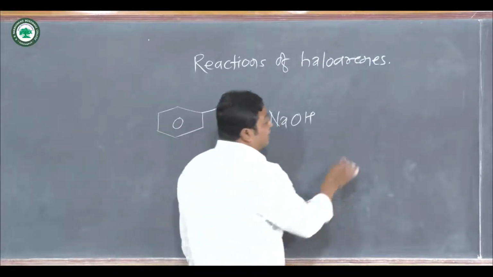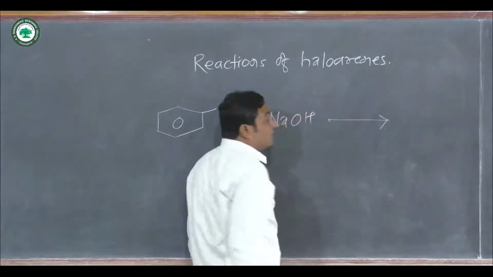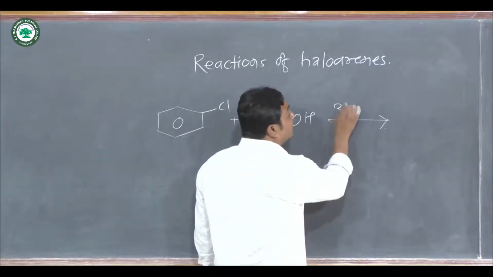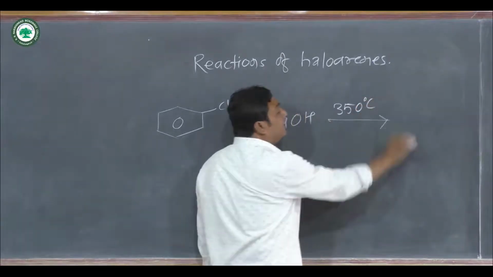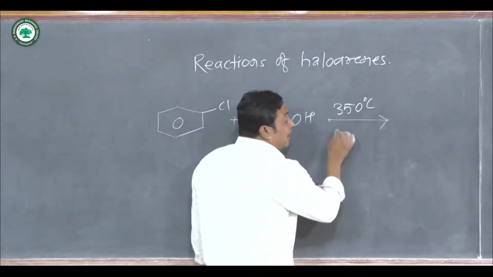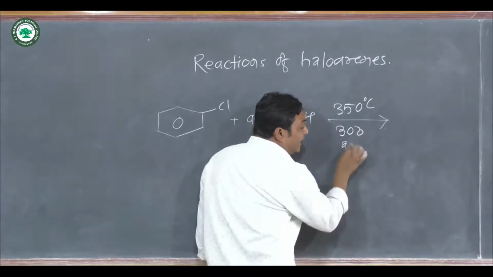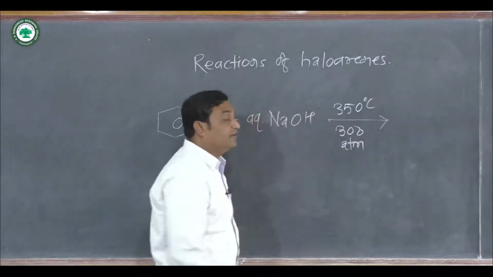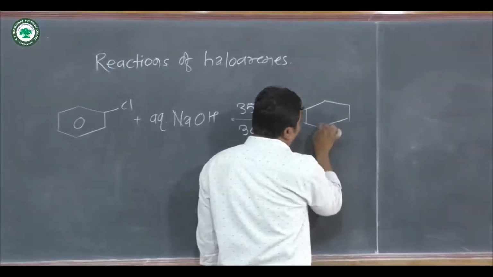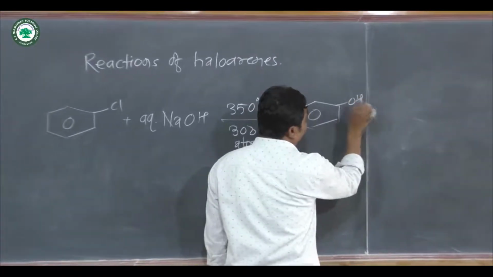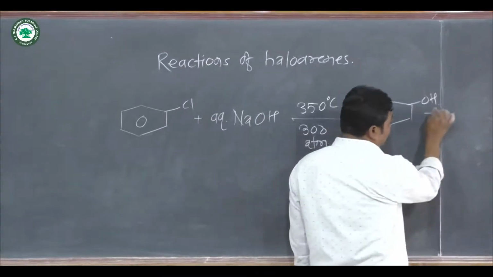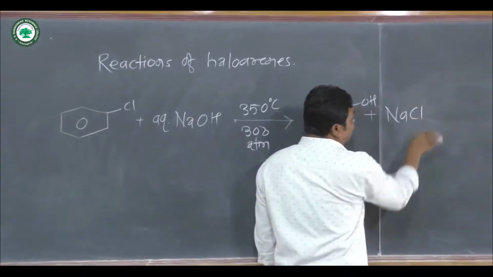That's why this reaction will proceed in the forward direction when we heat this molecule at 350 degrees Celsius and 300 atmospheric pressure. Then and only then we obtain phenol as a product, with the formation of NaCl.